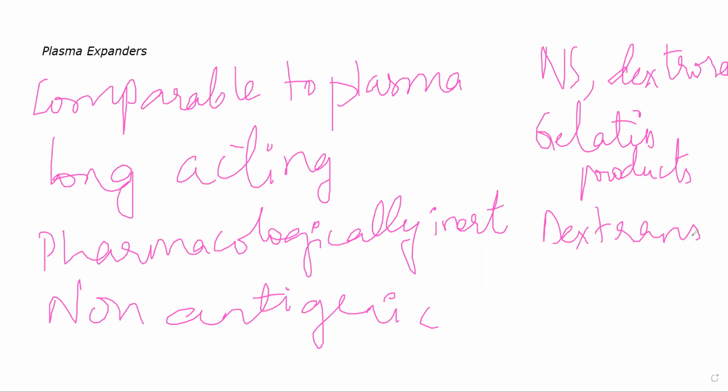Dextrans as such are pretty good because they work for a long period of time. They'll stay in your body for almost 24 hours. But the problem with these is that dextrans will interfere with the coagulation process. Blood grouping, cross matching, coagulation process, it starts interfering with all of this. And as such, it can cause allergic reaction as well.